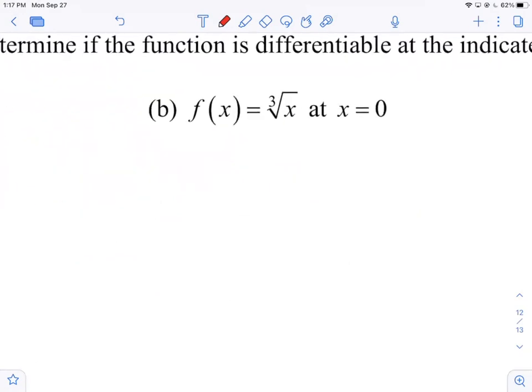F of x equals the cube root of x. After today, this should be a parent function. This is the inverse function of what? If you cube root a number and you don't mean to, how can you get it back? Cube it, right? So the cube root of x and x cubed are inverses of each other.